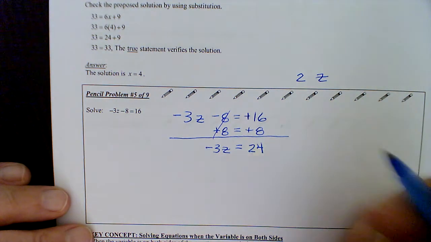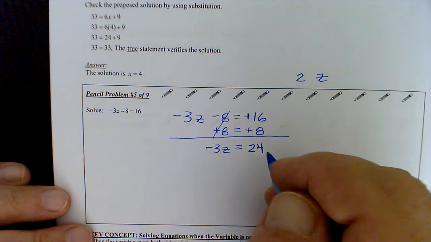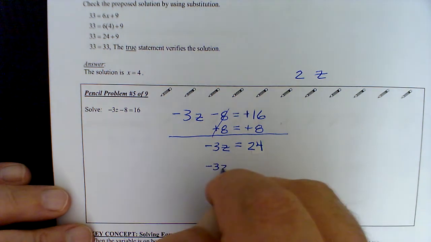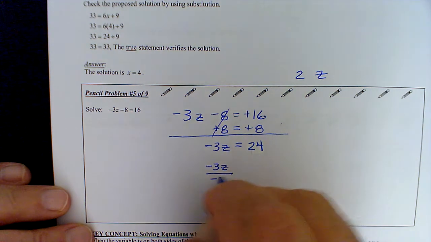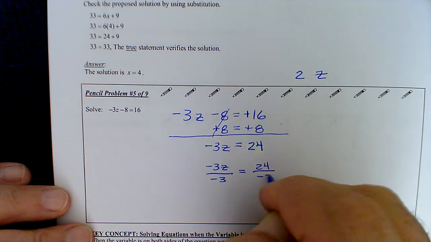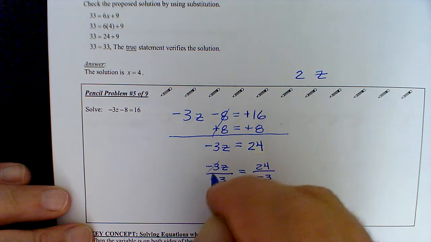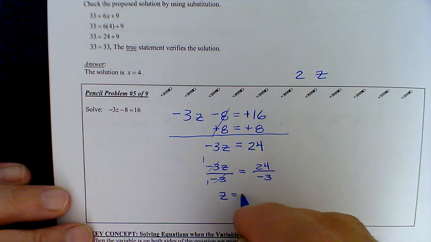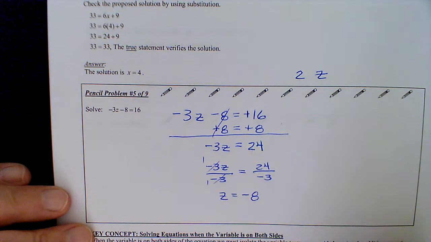Okay, and now finally a division. So it's a two-step problem. And so we're going to divide by the coefficient of z, divide by negative 3. So 24 divided by negative 3. These negative 3's cancel. Get z equals negative 8.